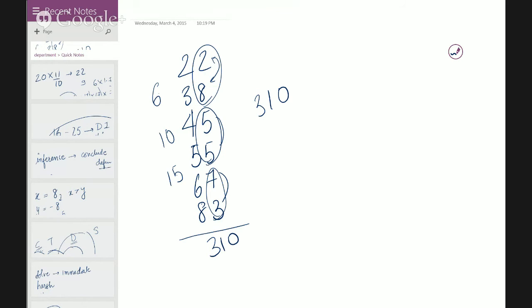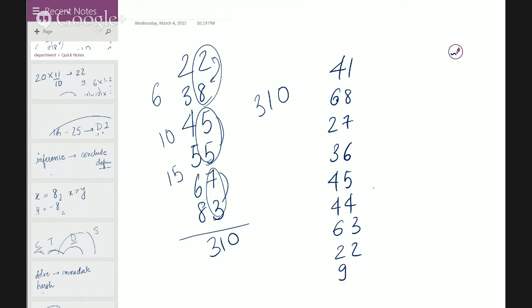Okay, so I'll give you one more example. Let's say I want to add 41, 68, 27, 36, 45, 44, 63, 22 and 99. I'll make pairs that give me a 0 at the back. Precisely, I've covered all the units places possible. That makes it easy. So it gives you a 0 for sure, except for this 5 which doesn't have a pair. However, we have 2 and 8 here, 9 and 1 here, 7 and 3 here, and 2, 4 and 6 here.